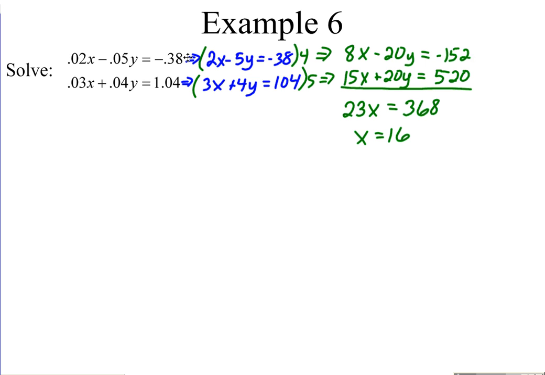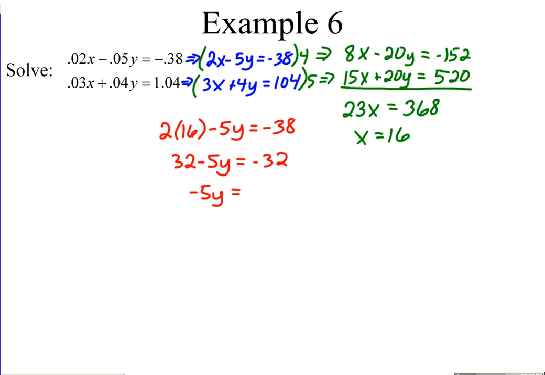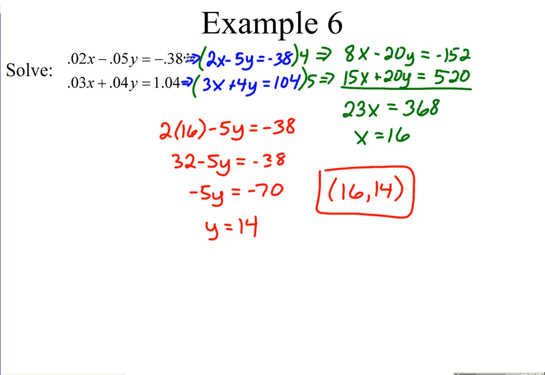Once we know what x is, plug in anywhere you want to find y. I'm going to use the top one. Let's go 2 times x, which we now know is 16, minus 5y equals negative 38. 32 minus 5y equals negative 38. Subtract the 32 over. Divide by negative 5, and we get y to be 14. So we have the ordered pair 16, 14, which is the intersection point between those two lines.